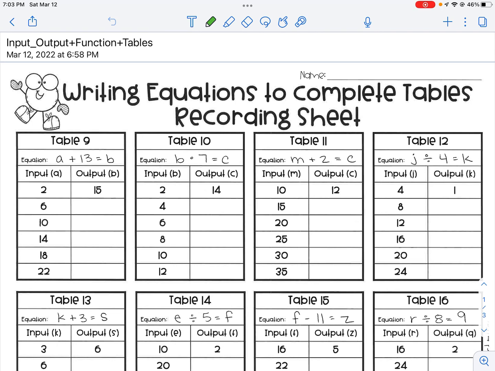These are directions on how to do your function table center. We will learn about function tables starting on Wednesday, so if you're trying to do this center on Monday, make sure you watch the whole video to make sure you understand the concept before you start.